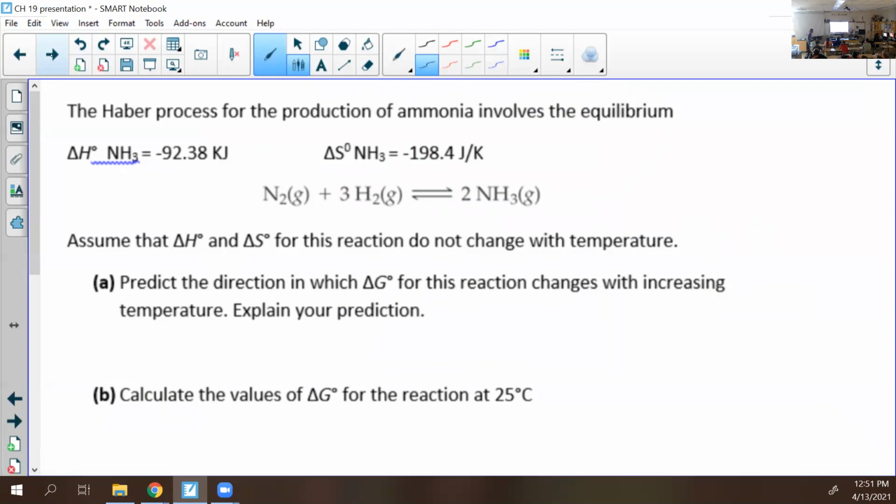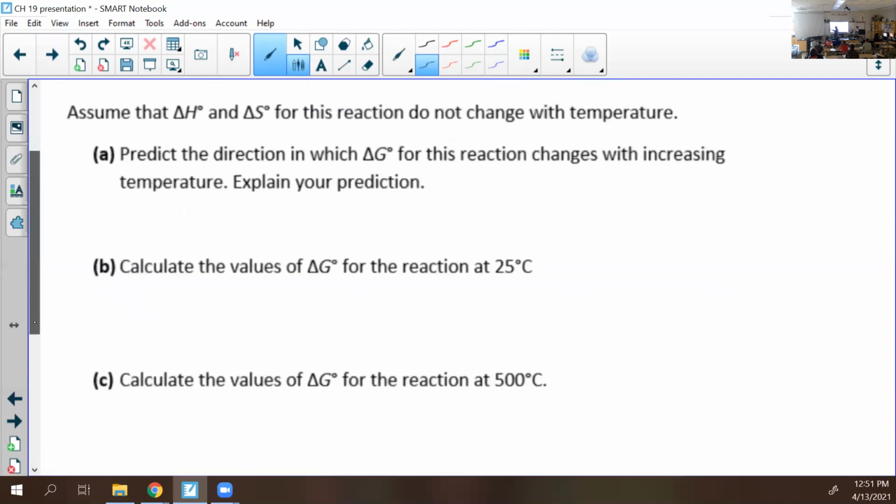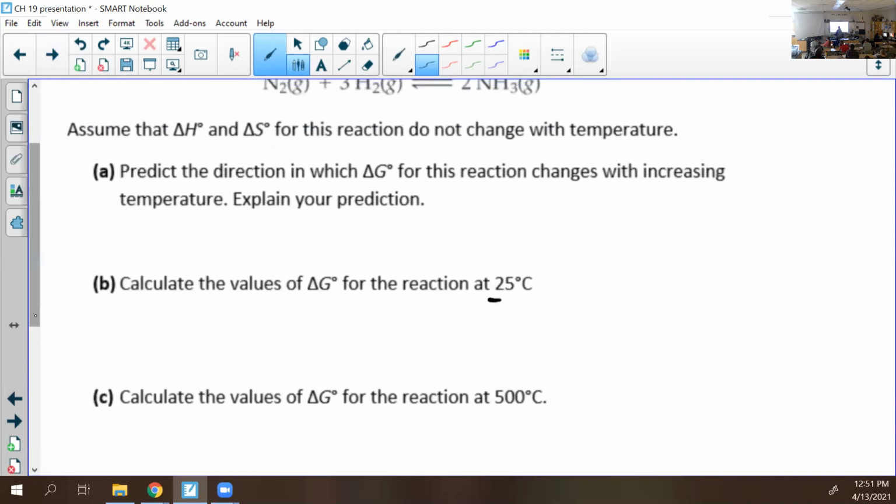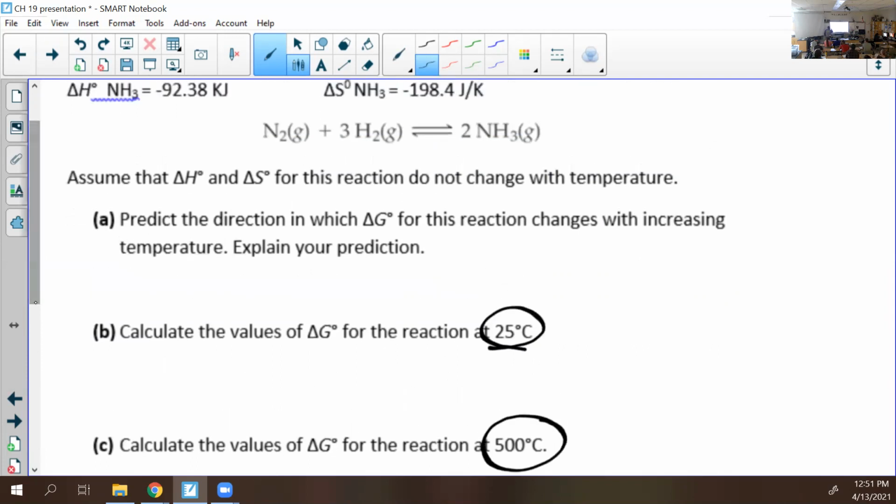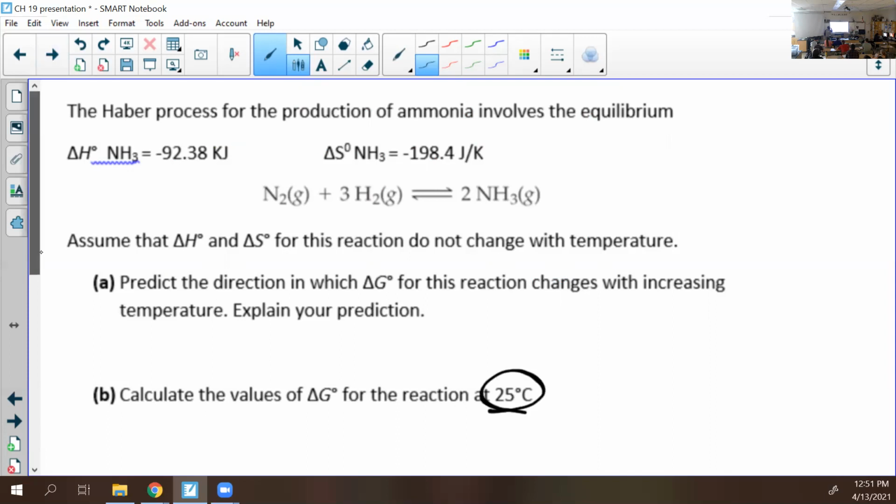Predict the direction in which delta G for this reaction changes with increasing temperature. Explain your prediction. Calculate the values of delta G for the reaction at 25, and there's a C. It wants it at 25, and it wants it at 500, and we'll see if that matches your prediction. Okay, so talk with your lab partners through how to do this problem for a few minutes, and then we'll work on it together.